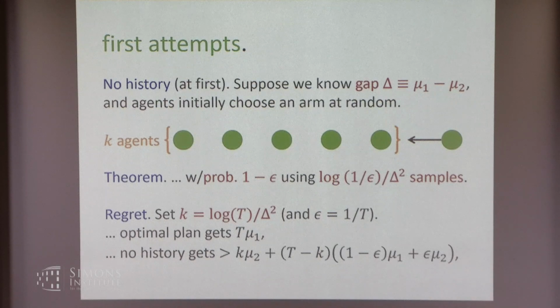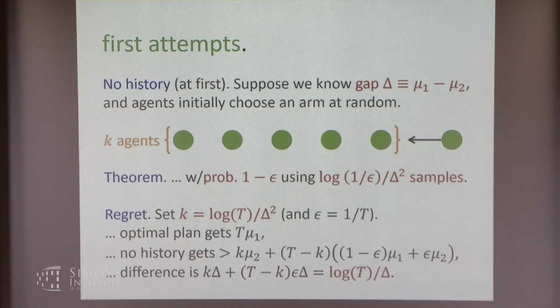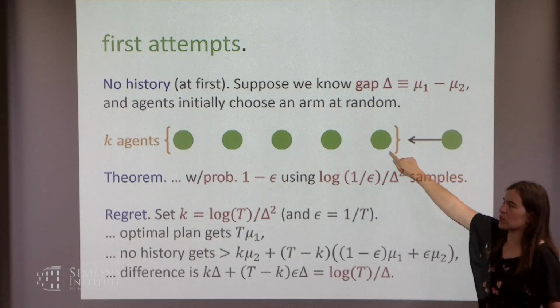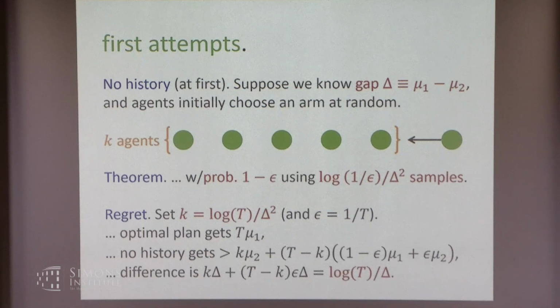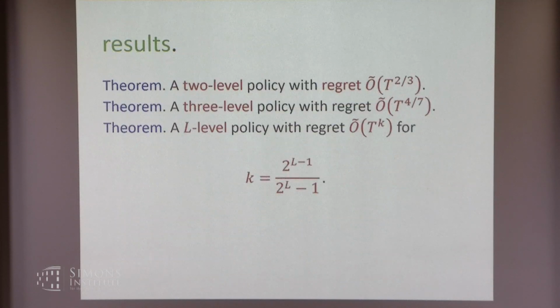Now you take the difference of these two things, and if you set k appropriately, you get something like log t over delta. So this is the regret of no history. But notice that it required us to know delta, the gap between the arms, in order to decide how many agents to give no history to. And we can avoid needing to know this with simple algorithms.